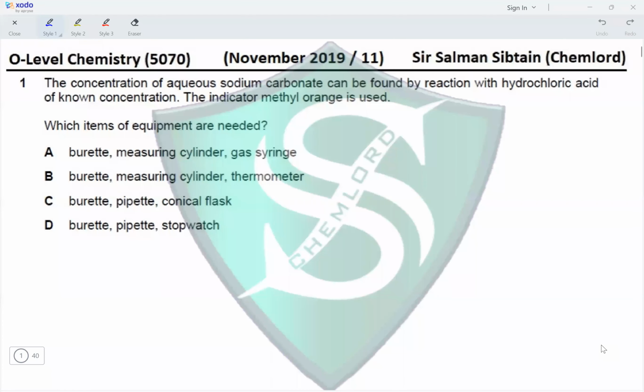Hi guys, this is O-level chemistry, paper 11, November 2019, question 1. The concentration of aqueous sodium carbonate can be found by reaction with hydrochloric acid of known concentration. The indicator methyl orange is used. So this statement tells us that we are going to be using the technique of titration to obtain the concentration of aqueous sodium carbonate.